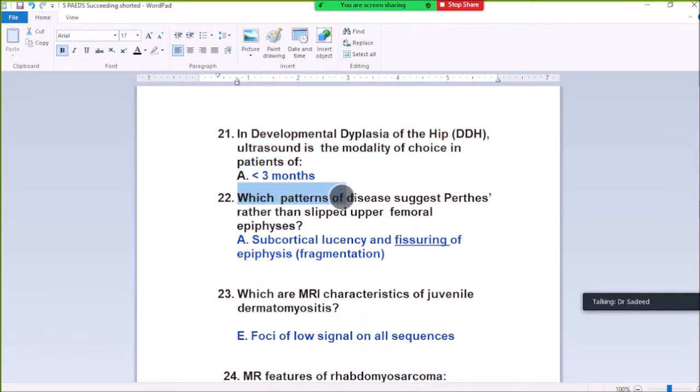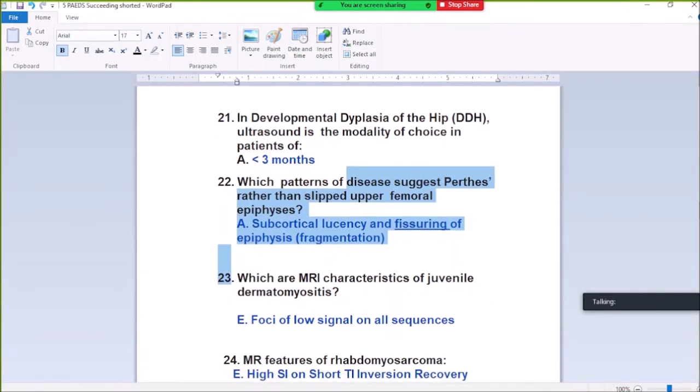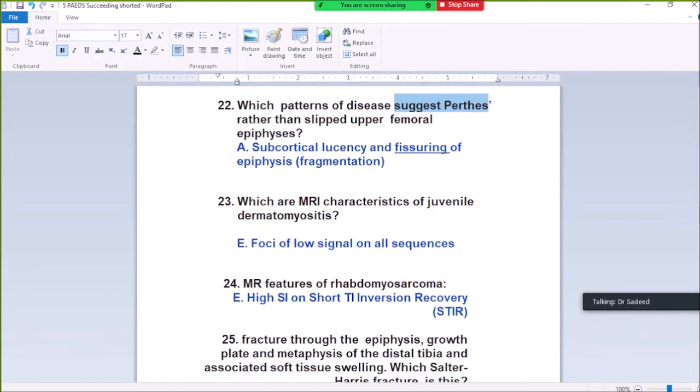22. Which pattern of disease suggests Perthes disease rather than slipped upper femoral epiphysis? Subcortical lucency and flattening of the epiphysis, fragmentation, shows Perthes disease rather than SUFE. This shows subcortical lucency and flattening of the epiphysis, meaning there is fragmentation. So fragmentation is seen in Perthes disease. 23. Which are characteristics of juvenile dermatomyositis? Focal high signal is seen in juvenile dermatomyositis.